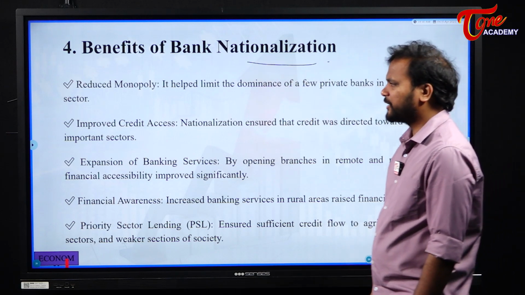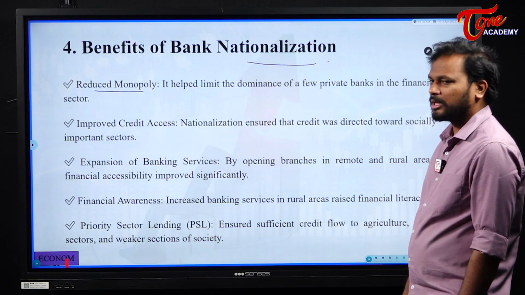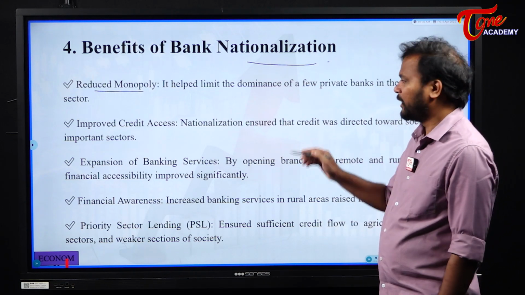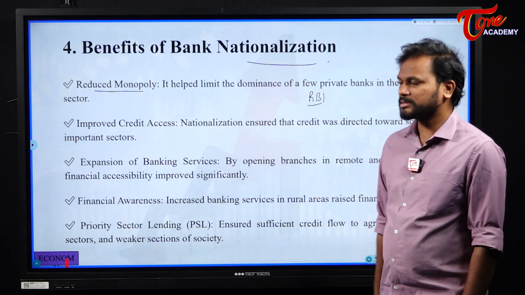First one, it reduces the monopoly. The dominance of the private players will be reduced, because now the government regulates the system, and the central bank, that is the RBI, will regulate the system.